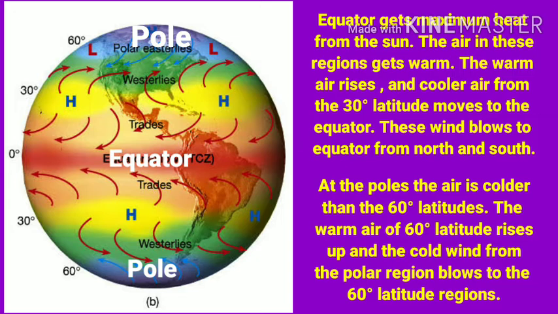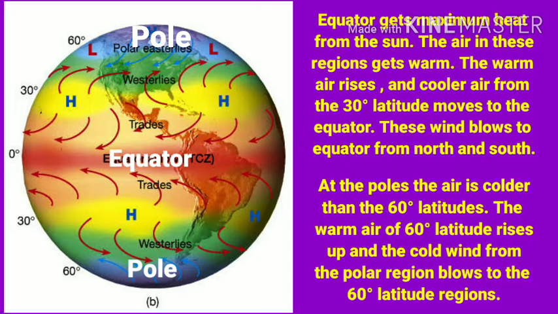So wind blows from the 30-degree latitude to the equator. Got it? Yes, very good. Now let me ask you a question. What about the polar region? The polar region has very cold conditions, right?